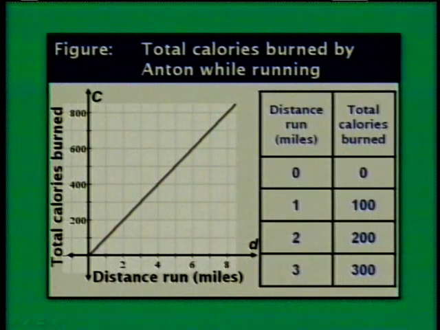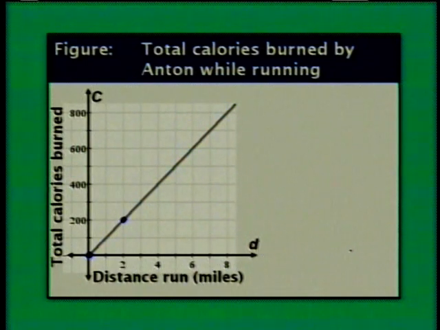And if we look at the table we made while we were thinking about the problem earlier, we see we have values in our table which correspond to ordered pairs on the graph. So here's the point 0, 0. Anton runs no miles, he burns no calories from running. Here's the point 2, 200 from the third row in our table. If Anton runs 2 miles, he's burned 200 calories.